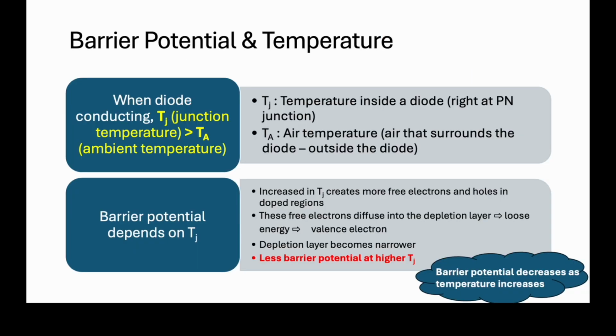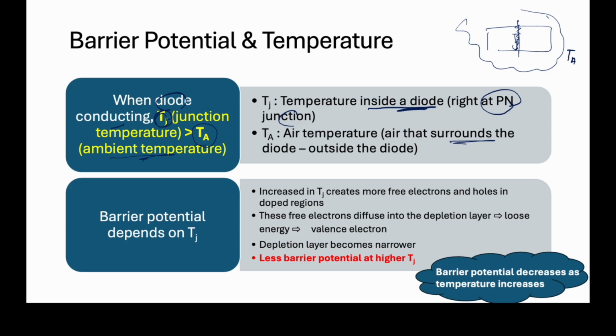All right, so we can see here the relation between the barrier potential and the temperature. How about if we increase the value of the temperature surrounding the bias? When a diode is conducting, we have a TJ. TJ is the temperature inside a diode, right at the PN junction, here. And TA is the ambient temperature, meaning the surrounding environment of the diode, this part. So this is TA, this is TJ.